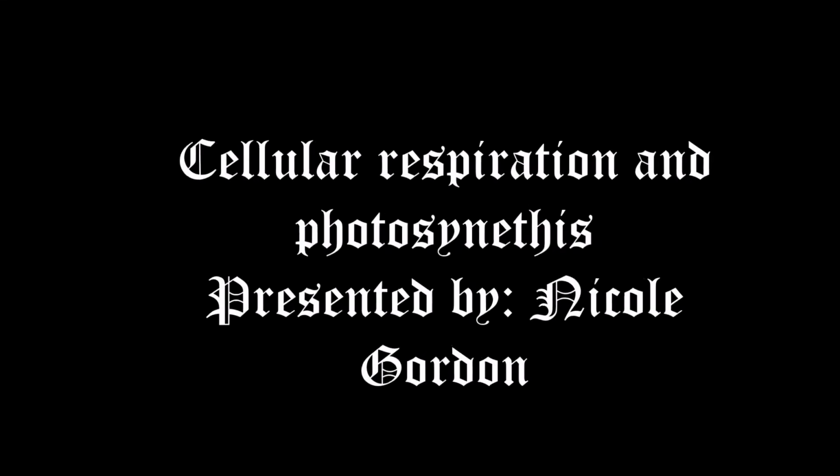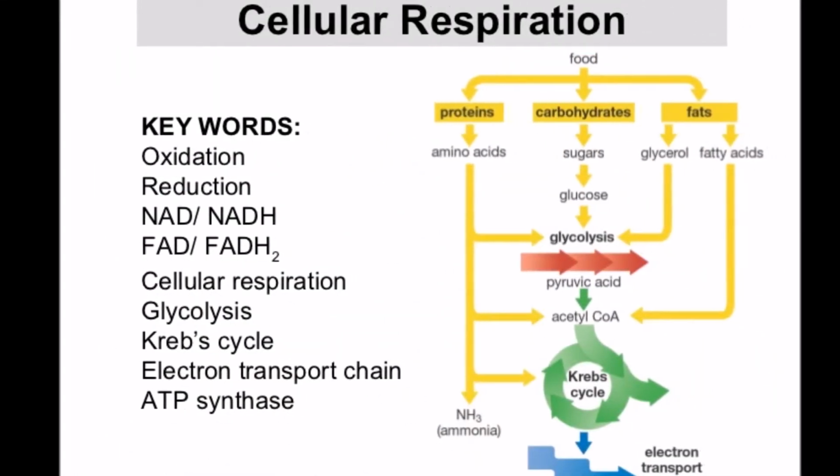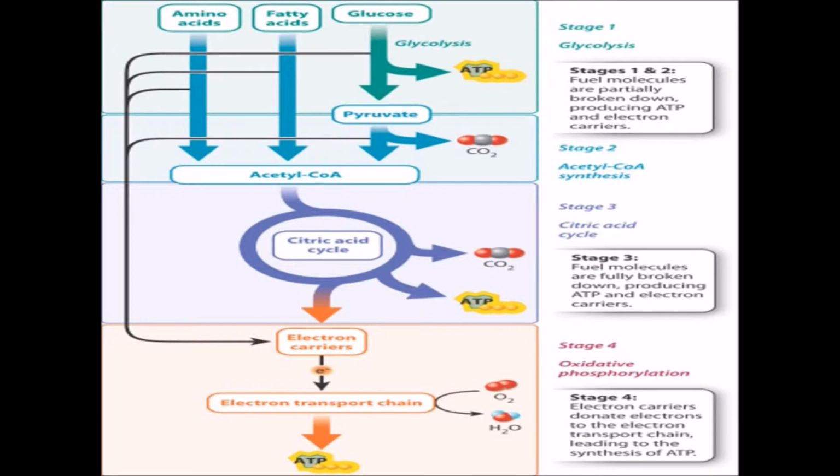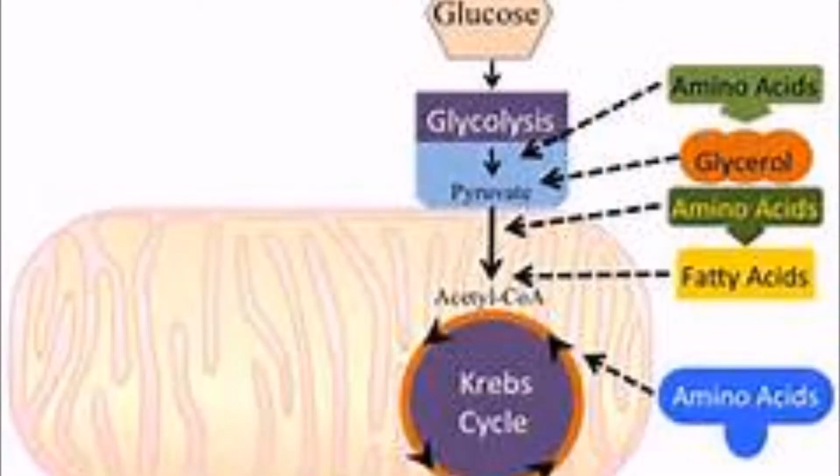Cellular respiration is a metabolic pathway whose end result is releasing energy that is used by cells to perform their task. Cellular respiration involves organic molecules like glucose. There are 4 stages of cellular respiration: glycolysis, acetyl-CoA synthesis, the citric acid cycle, and the electron transport chain.